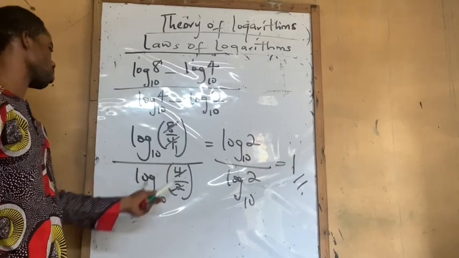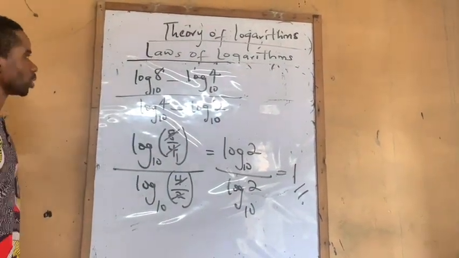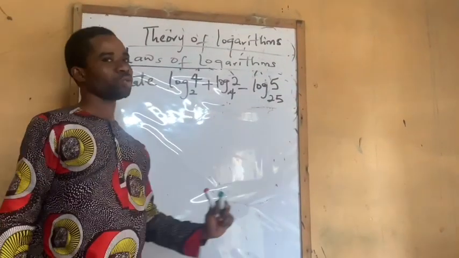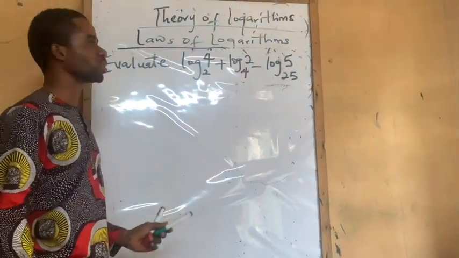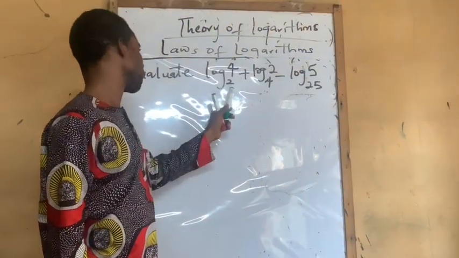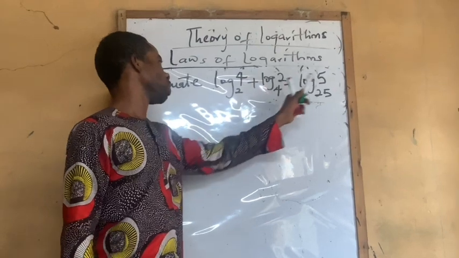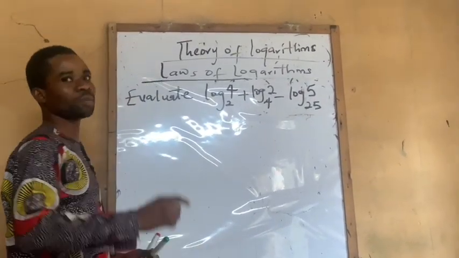Minus is changed to divisions. They are in the same base. So the next one. Now look at this kind of log again. You see, it's having plus, minus. But if they are having the same base, we know the rule. If, let's say, they're having base 2, you just multiply these two together and you divide it by this one. But they're having different base, so that means you are doing them separately.